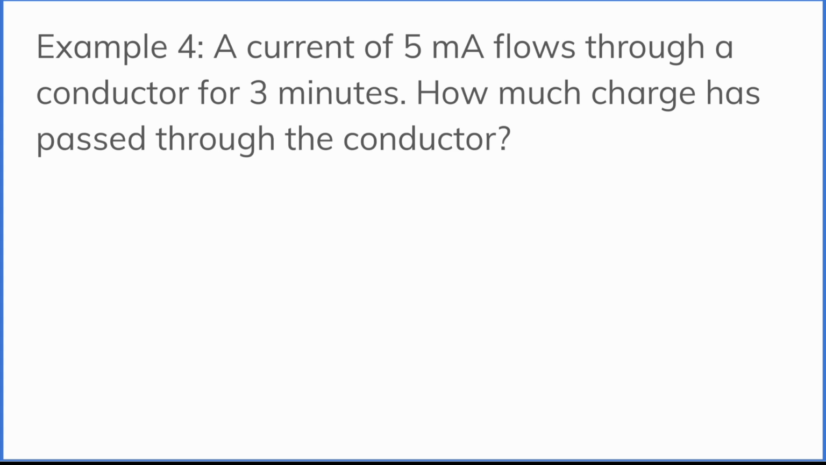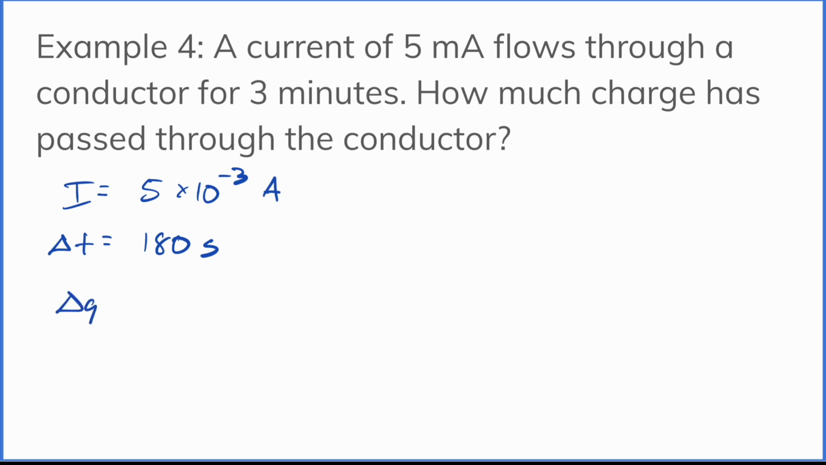A current of 5 milliamps flows through a conductor for 3 minutes. How much charge is passed through the conductor? We're going to have to watch our units here. We have 5 milliamps, which tells us that the current is 5 times 10 to the negative 3 amps. And we have 3 minutes, but for time we don't want to use minutes, we need to convert that to seconds. So it's 3 times 60, which is 180 seconds.